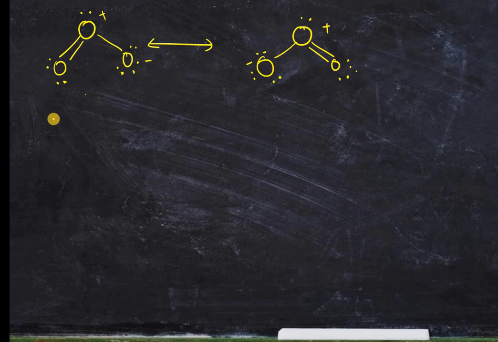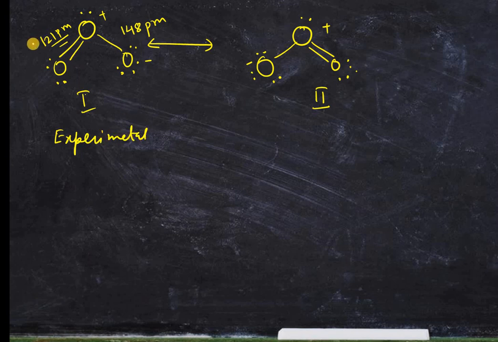What I mean is, when you assume this is structure A or the second, which is better? In the single bond structure, the bond length is around 148 picometer. The double bond is 121 picometer. So we would assume that the ozone actual structure might be this, but experimentally it has been proven that the ozone structure is neither 121 nor 148. It is between the oxygen single bond and oxygen double bond, which is around 128 picometer.